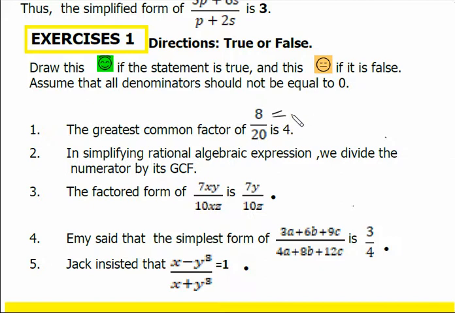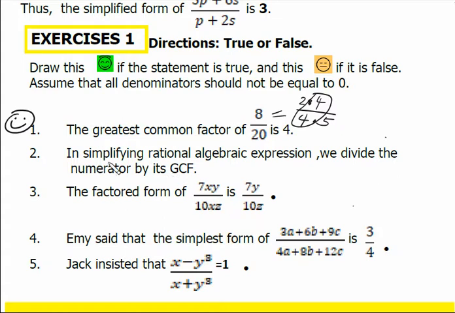Let me draw an equal sign here. Factors of 8 are 2 times 4. Then factors of 20 are 4 times 5. So wait, what is the greatest common factor? It's 4. So this statement is true. So we can draw a smiley face.